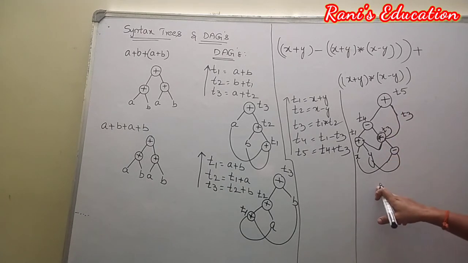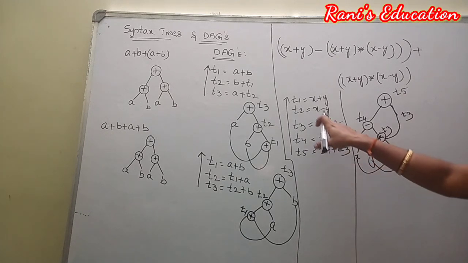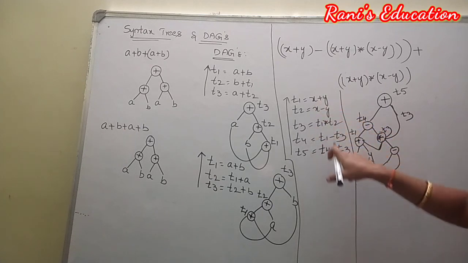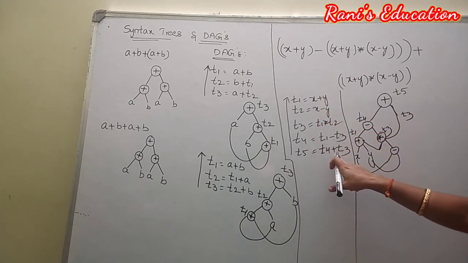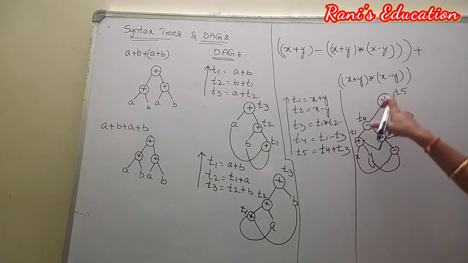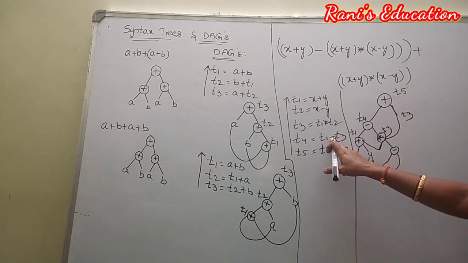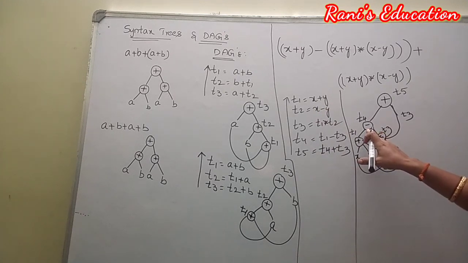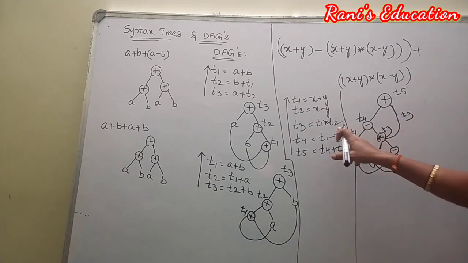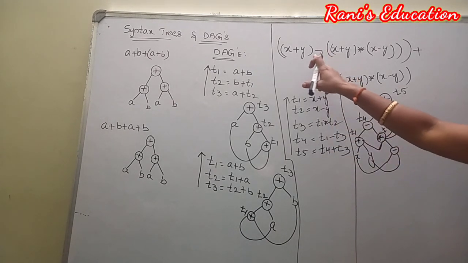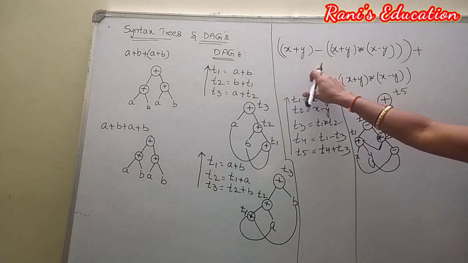Now you can observe how many operators appear in this 3 address code. What about plus here? We got 2 addition operators. 1, 2. Yes. What about minus operators? 1, 2. Yes, we got 1, 2. What about the asterisk symbol? Only 1. So this is how you are going to construct DAG for the given expression.